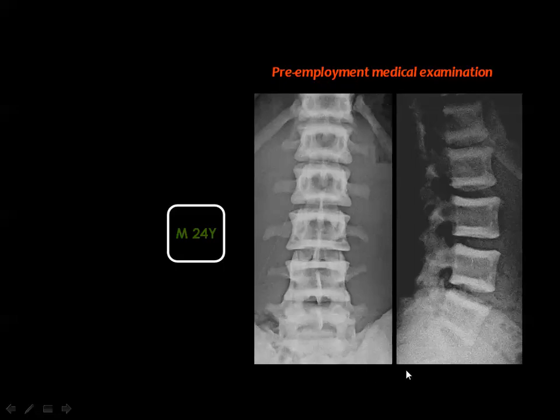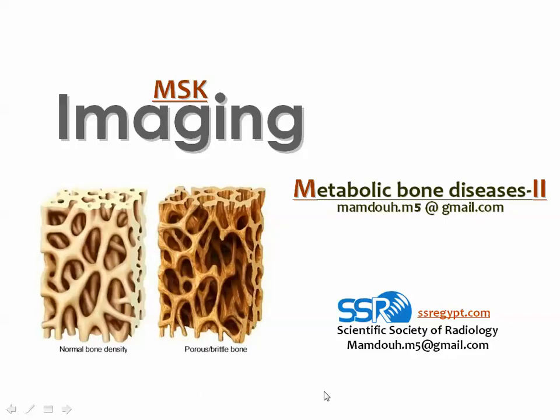Then this patient with typical Rugger-Jersey spine, and you see sclerosis of the end plates and rarefaction of the vertebral body.